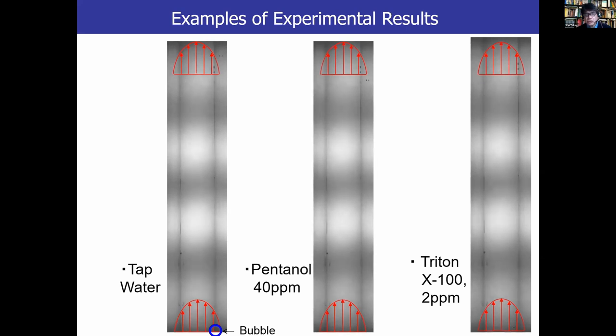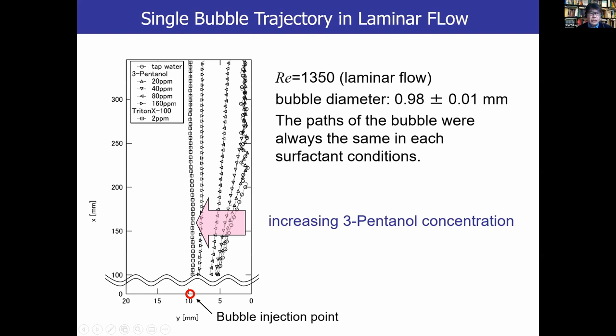So if you look at the trajectory, you cannot clearly capture the negative lift force, but you can clearly see that for the non-contaminated or slightly contaminated system, the bubble migrates toward the wall because of the shear induced lift force. But if they become more contaminated, they behave like solid particles and the bubble does not move to the wall. And you might see an opposite direction motion for the Triton X100.